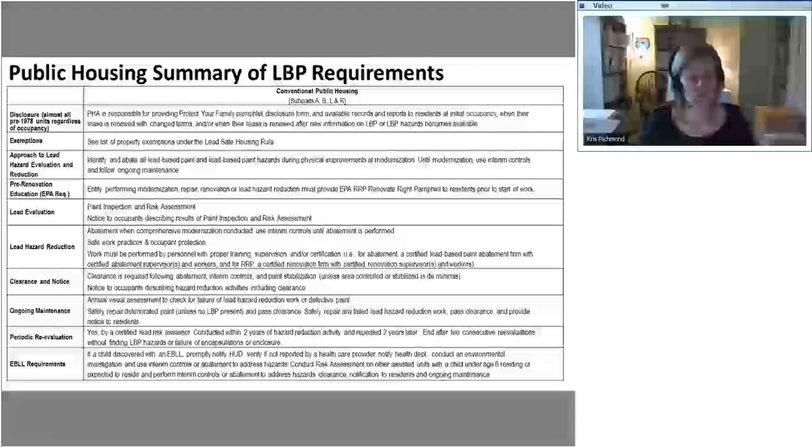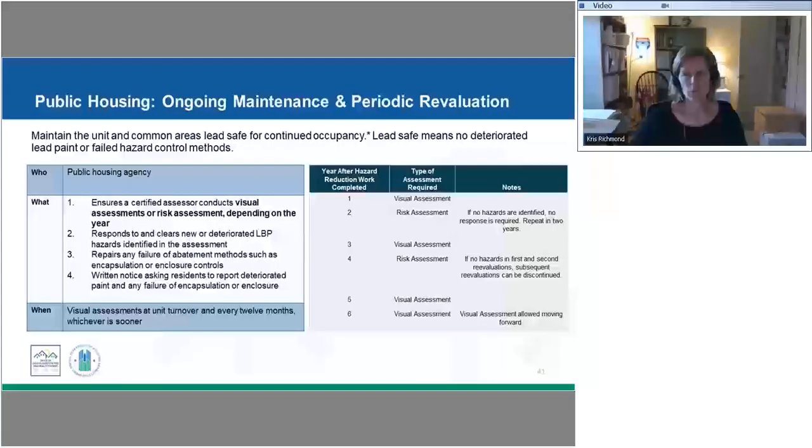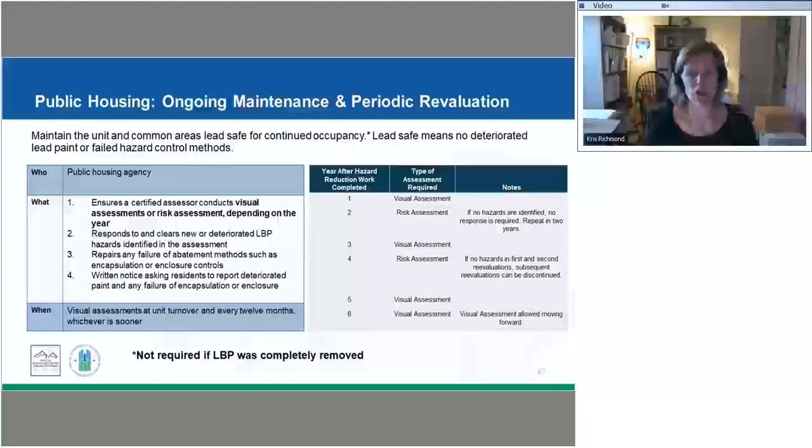We also want to be determining if there's a child under the age of 6 residing in there, because we want to have that for our records in case we ever have a situation where there's an EBLL child in the property. Remember, if there's a child under 6 living in the unit, that could become one of my other coverage units, so I want to be able to track that. We did provide some resources about how to do that. And then after this unit passed clearance, we are going back into our ongoing maintenance.